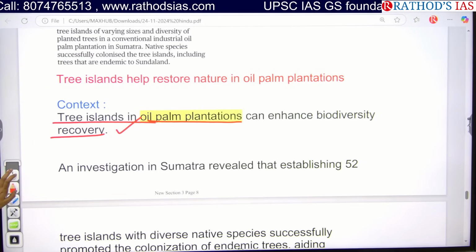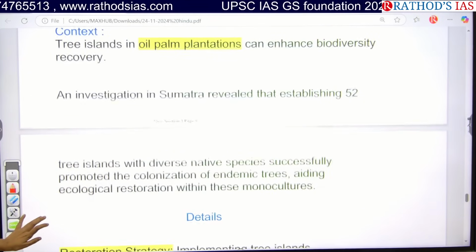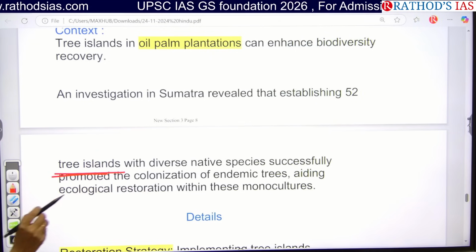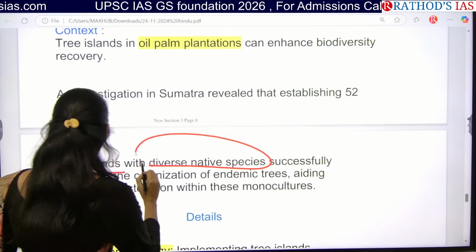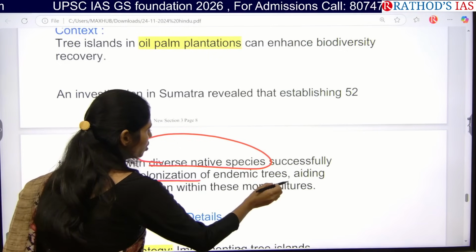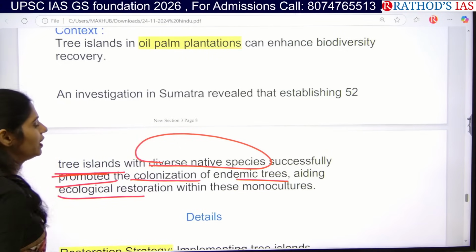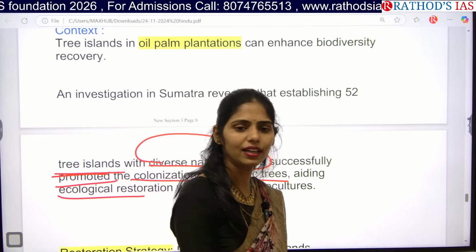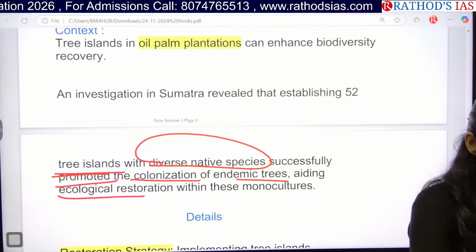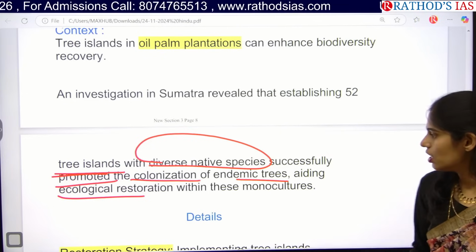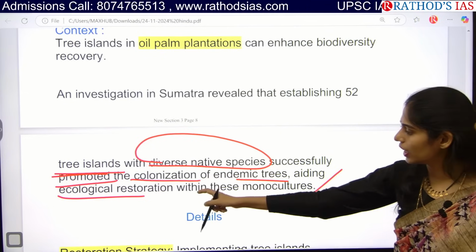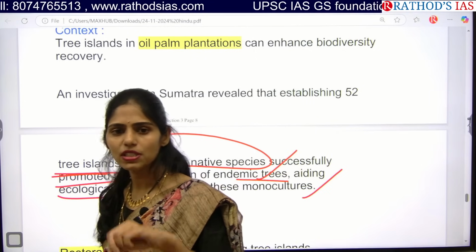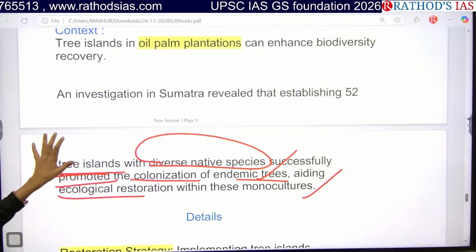So because of this, an investigation in Sumatra revealed that there are around 52 tree islands in that Sumatra region with very diverse native species, and they are successfully promoting the colonization of endemic trees, which is helpful for ecological restoration. Especially whenever you are seeing a tree island, in that tree island we will be seeing only one type of plant species. That is an example of monoculture. That too, we are taking only endemic trees. That is, we are not taking any invasive species there.